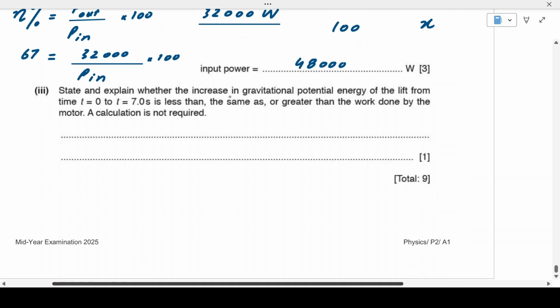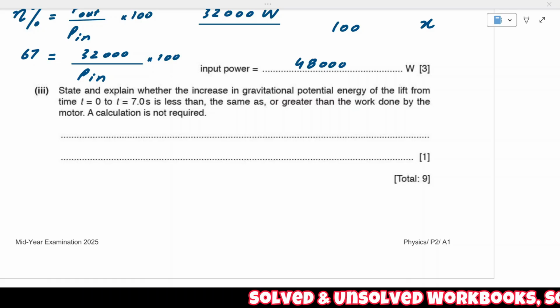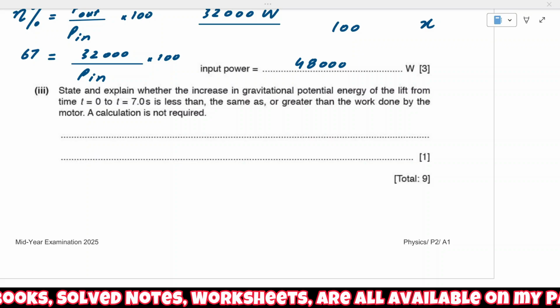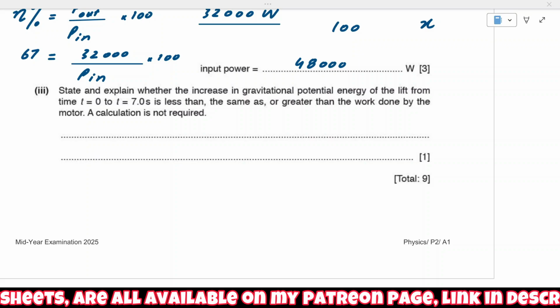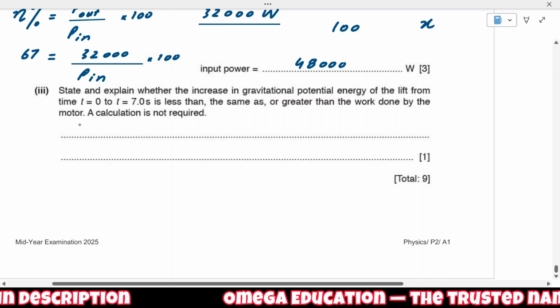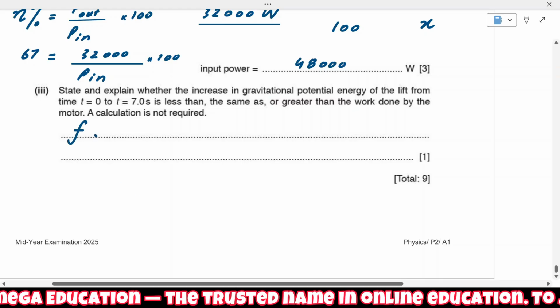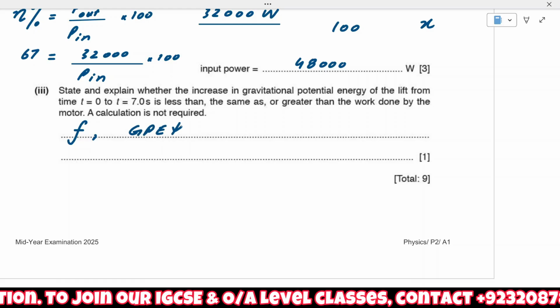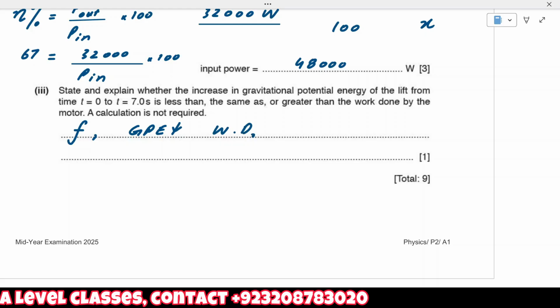So explain whether the increase in gravitational potential energy of the lift from time 0 to 7 is less than, same or greater than the work done by the motor. A calculation is not required. So some of the work is done against the friction also. So the gravitational potential energy is less than the work done by the motor. Because some of the work is done against friction, the GPE is less than the work done by the motor.